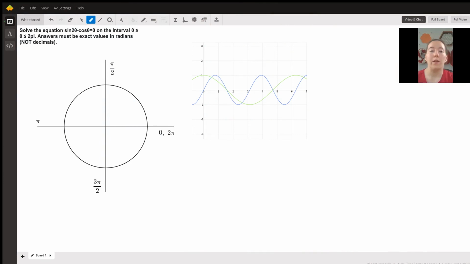Our problem here is we're trying to solve the equation sine of 2 theta minus cosine of theta equals 0 over the interval from 0 to 2 pi. So I've plotted both of those functions on the graph from 0 to 2 pi. And we're going to look at where sine of 2 theta is equal to cosine of theta. So I just moved cosine to the other side of the equation. So if sine of 2 theta is equal to cosine of theta, then their graphs will intersect.